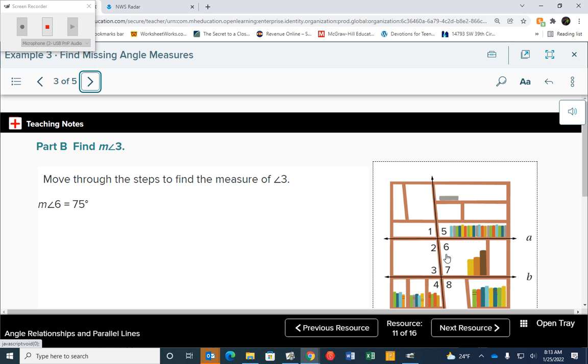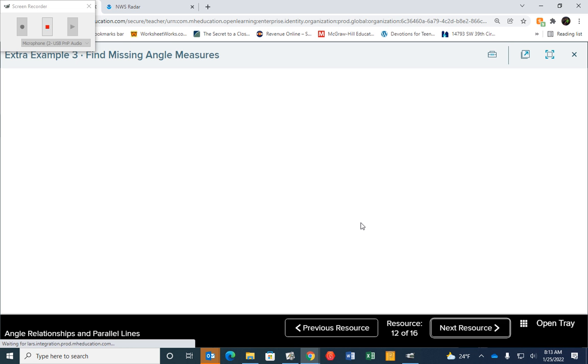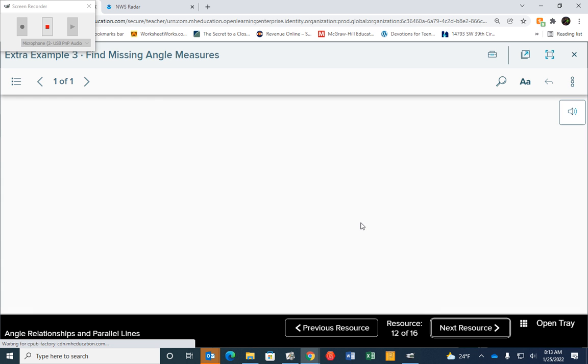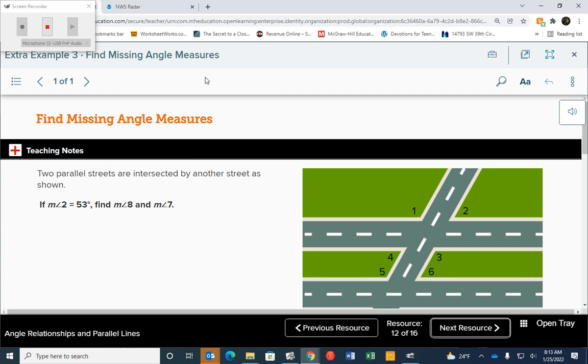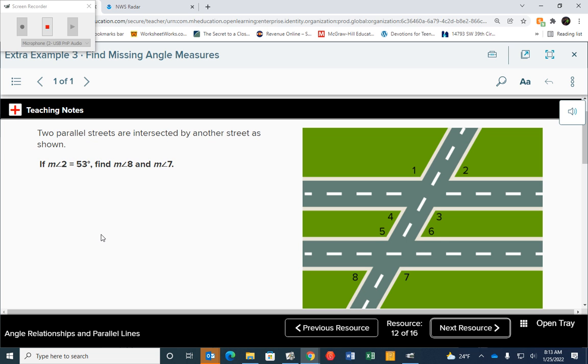But I'll tell you, 2 and 3 actually are what we call supplementary angles because they add up to 180 degrees. Is this making sense? If they're on the same side, they add up to 180. If they're on the same line, they would still add up to 180 degrees. So let's see if you can answer this one.